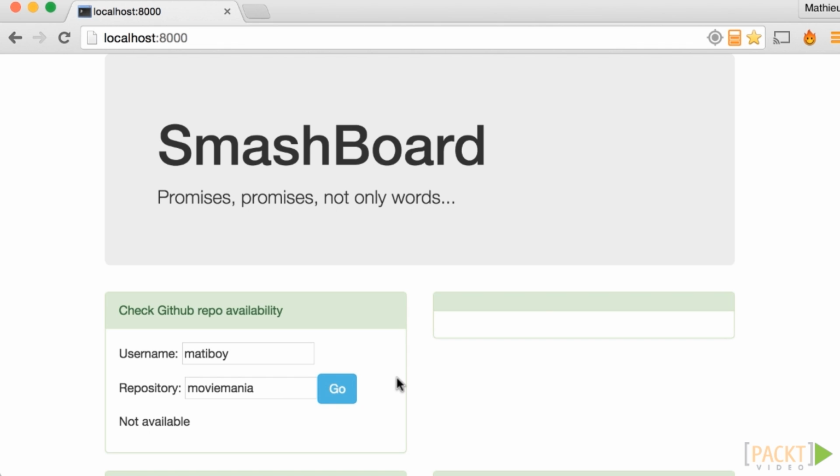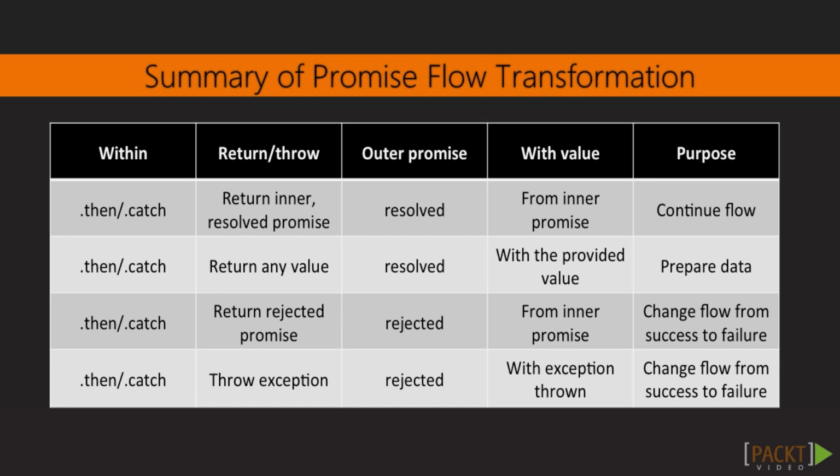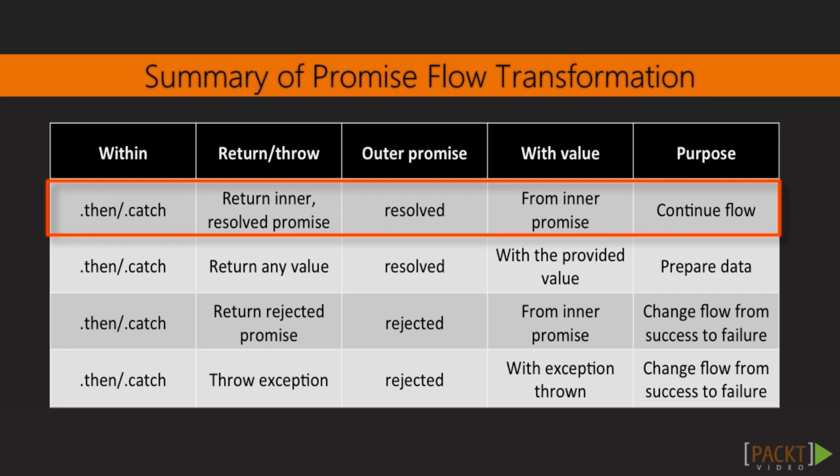Now let's summarize what we have seen in this entire section about what happens depending on the return values of .then or .catch handlers. As you can see in this table, the same actually happens whether we are within a .then or a .catch callback. So what really matters isn't so much the previous promise, it is more what we return in the callback. So if we return a promise within the handler and that promise is resolved, then the outer promise will also be resolved with the resolution value of the inner promise.